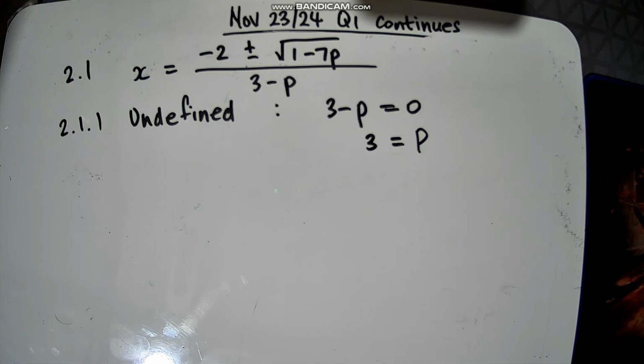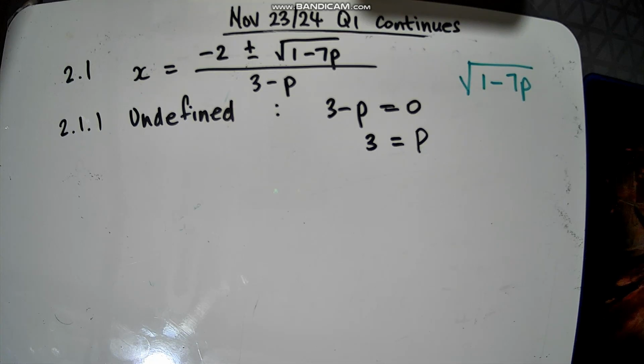Now the next question, 2.1.2, says non-real. Right? So for non-real, we have to now look at the square root, because remember, once we get a negative under the square root sign, it will be non-real. So now 1 minus 7p must be less than 0. Okay, 1 minus 7p must be less than 0.